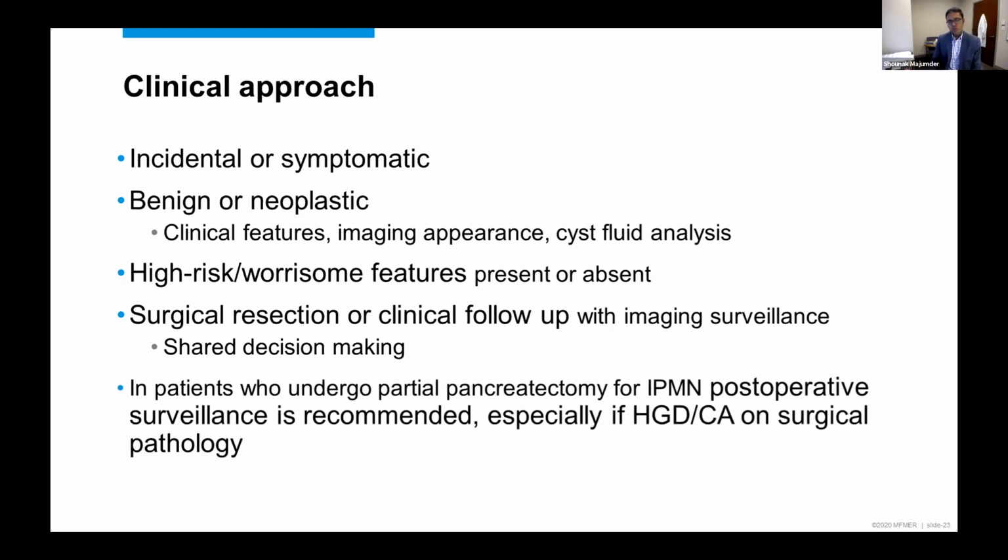And in patients who undergo a partial pancreatectomy for an IPMN, it is important to recognize that post-operative surveillance is recommended. There is a field effect of neoplasia in these patients. There are several studies that have demonstrated that these patients are at a higher risk of developing pancreatic cancer or recurrent IPMN in the remnant gland. And especially if the resected pancreas demonstrates any evidence of advanced neoplasia in the form of high-grade dysplasia or cancer, this post-operative surveillance becomes even more important.